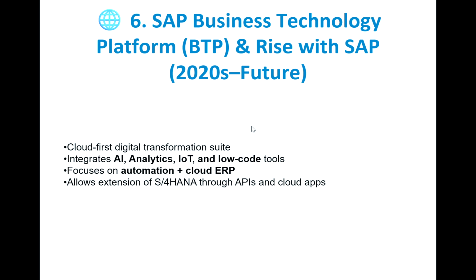And in future it is going to be completely a cloud version, that is called BTP, the Business Technology Platform. In future this is going to rock. This is something like a cloud-first digital transformation suite. It is integrated with all AI and all analytics. It's a completely advanced version, with the main focus on automation and cloud ERP, and it also allows extension of S4 HANA through APIs and cloud apps.